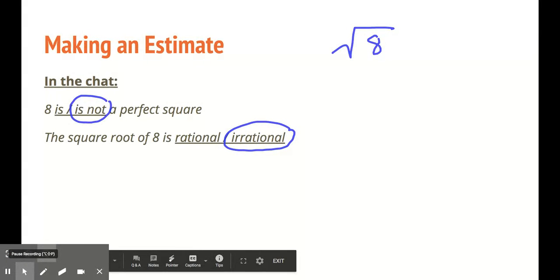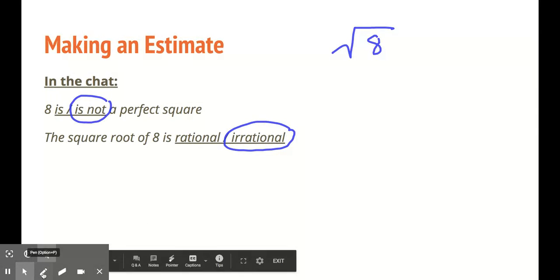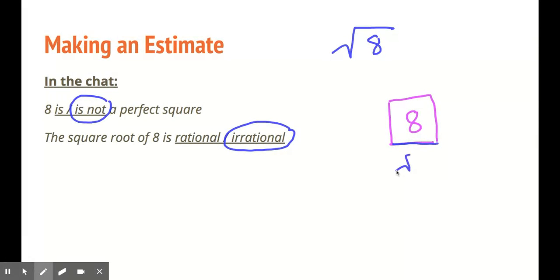So again, we know 8 is not a perfect square. The square root of 8 is irrational. So to estimate the square root of 8, we're going to actually use squares to help us get a sense of what's happening. So I'm going to imagine that I have a square with an area of 8. I'm trying to estimate the side length of that square, which is the square root of 8. Remember, the square is the area, the square root is the side length.